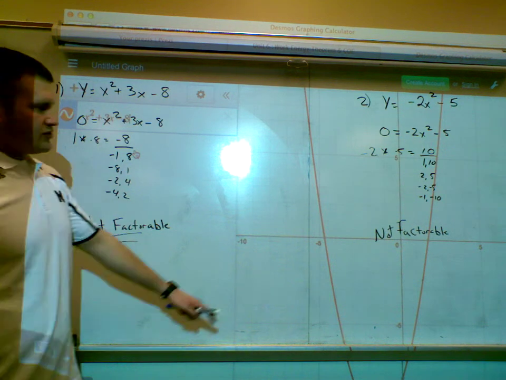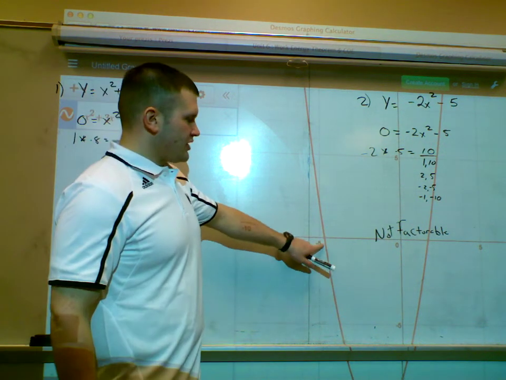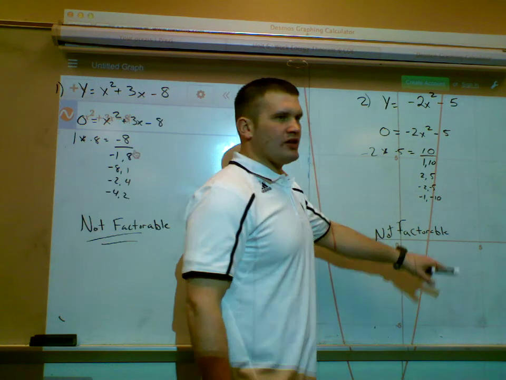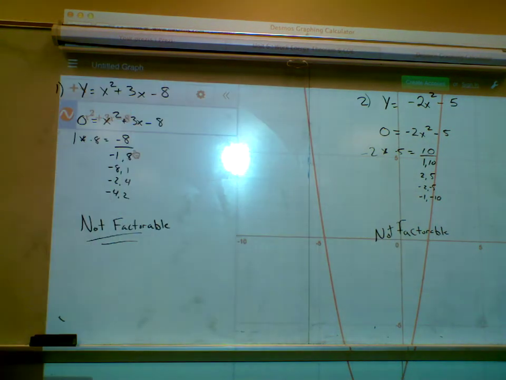Take a look. It crosses somewhere between -5 and -4. It crosses somewhere between 1 and 2. Okay? Does that make sense? It's like what I said, isn't it? It crosses at a decimal. Okay, does that make sense, guys?